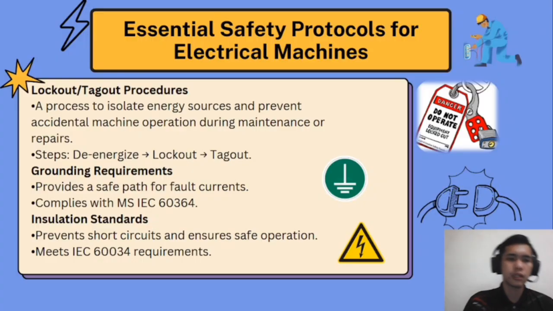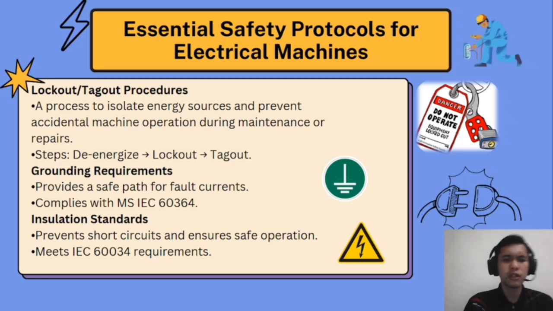Okay, back to the slide. For the grounding requirement, firstly is to provide a safe path for the fault current and comply with MS, or we can say Malaysia Standard, IEC 60364. So for Malaysia this code is to measure the electrical system in the building. So this is the meaning of this code MS IEC 60364, it is for electrical system in building.